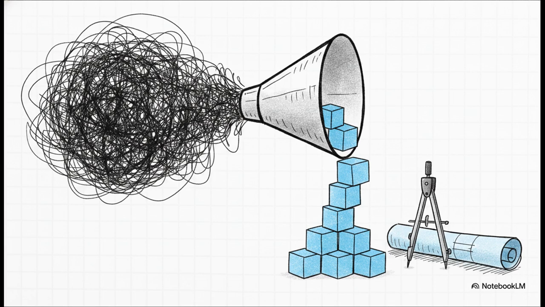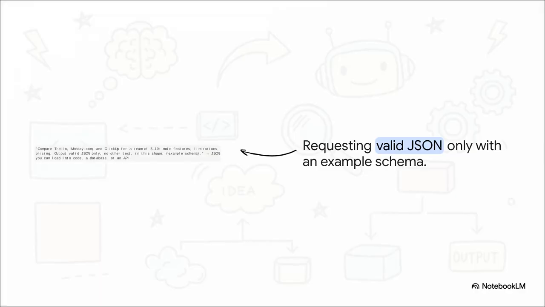Okay, in the modern AI era, especially where we have autonomous agents calling other tools and updating databases, getting a chatty conversational reply isn't just annoying, it actually breaks things. You often need structured output, like JSON or XML. The key here is to provide an exact schema, essentially a blueprint of the exact data format you need back. But to guarantee this works perfectly, you have to include one crucial instruction at the very end: output valid JSON only, no other text.